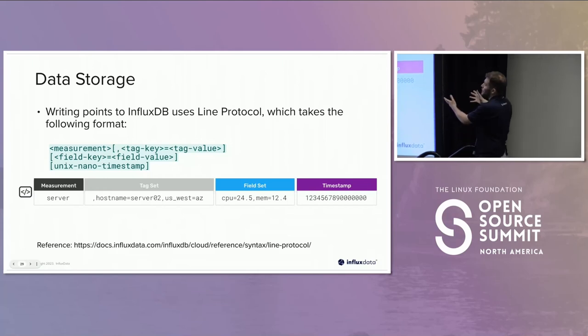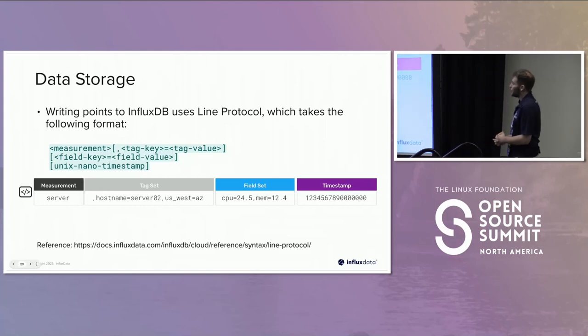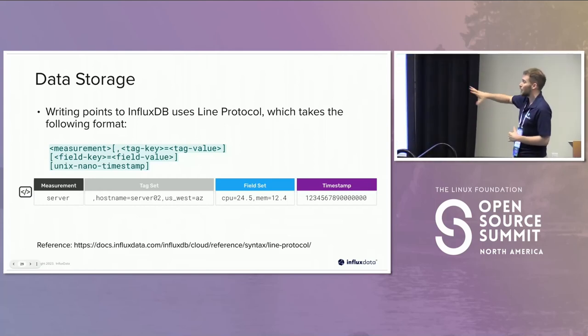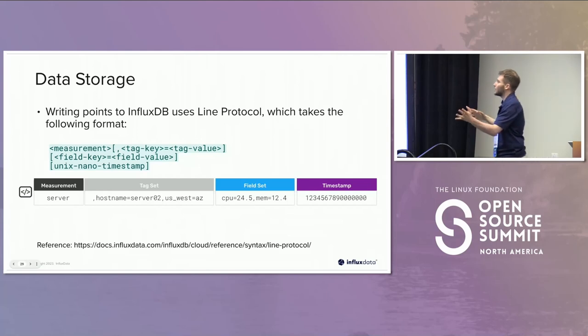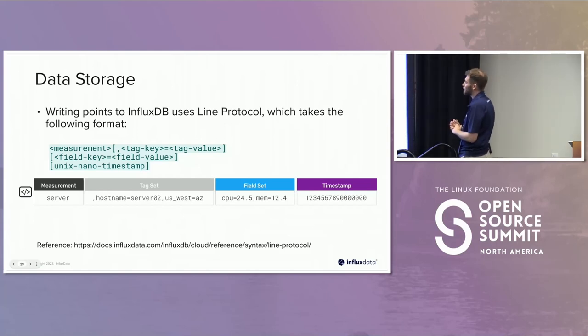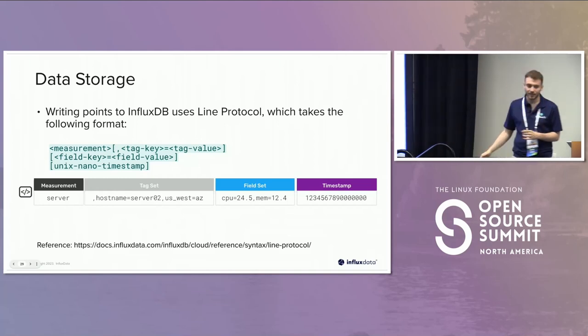And this is how InfluxDB ingests data, which is called line protocol. You don't have to worry about line protocol. Telegraf does that all for you. You just collect it, and that's what the output plugin does: it writes all of this to line protocol for you so InfluxDB can ingest it.